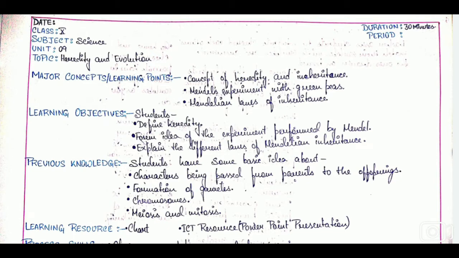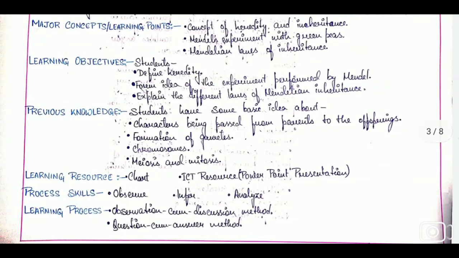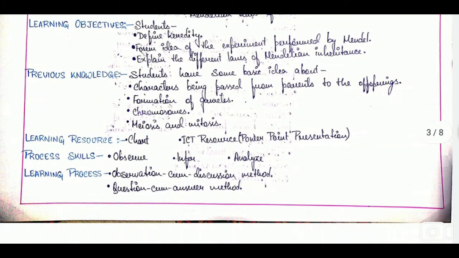Next comes our previous knowledge, the previous knowledge of the students that we consider they might have, so that we need to write. Then we are going to write the learning resources, whatever we are going to use. Then comes the process skills, and then comes the learning process. So this was the first page.